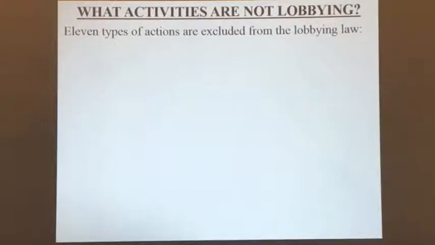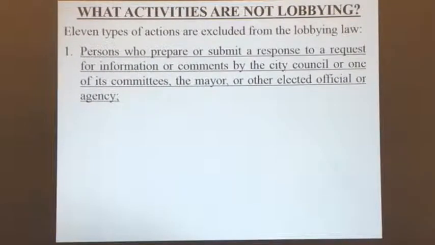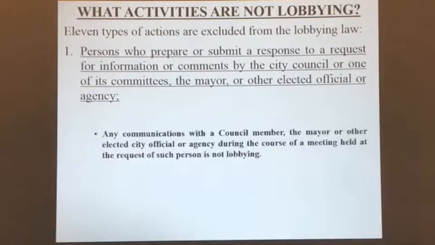Okay, so I mentioned the first step is to figure out whether your activity is captured in one of the 11 defined activities that are required to be reported, right? The second step is that there are 11 exclusions. There are 11 things that if you engage in them, they're not required to be reported. Okay, number 1, persons who prepare or submit a response to a request for information or comments by the city council or one of its committees, the mayor, or other elected official or agency.